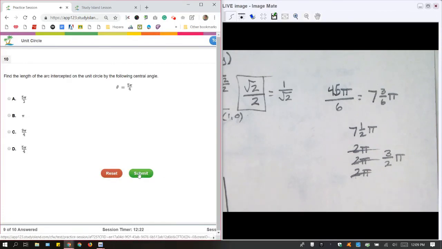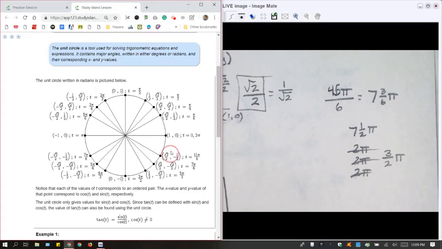Okay, find the length of the arc intercepted on the circle by the following central angle. If the radian measure is 5 pi over 4, there's not a lot to it, just 5 pi over 4. There's no extra thinking here. It's just 5 times pi divided by 4. There it is, it'd be this angle right here, 45 degrees coming off of that. So it'd be 180 and 45, 225-degree central angle.